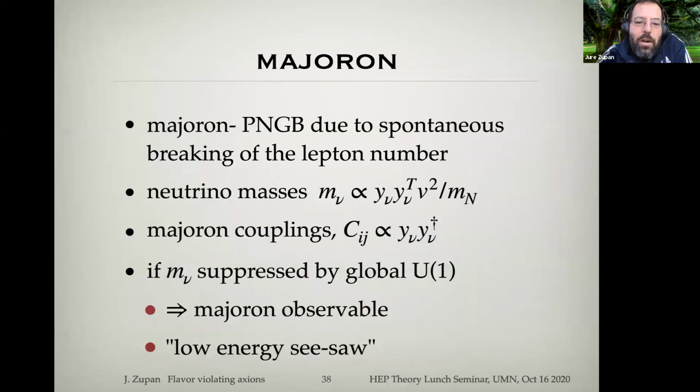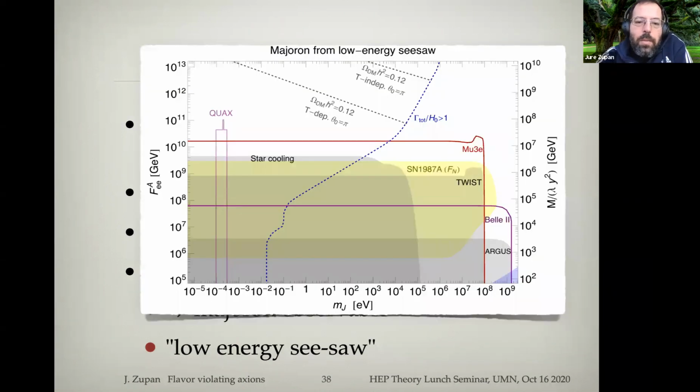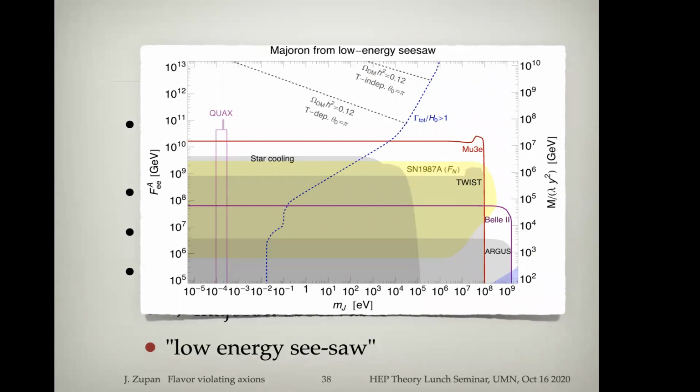And finally, this Majoron. You rely on the same trick as the low energy seesaw people, which is that the neutrino masses have this Y Y transpose structure, while the Majoron couplings are Y Y dagger. So if there's any global U(1) symmetry, the neutrino masses will be suppressed by this global symmetry, while the Majoron couplings are not. So you can have significant couplings, and that's what's plotted here.